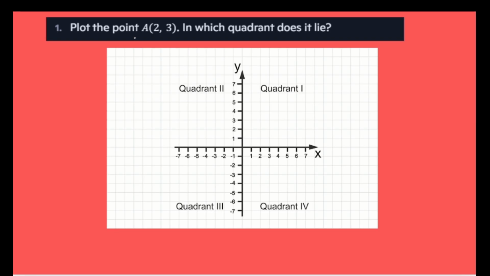Now plot the point A (2, 3). In which quadrant does it lie? 2 is positive, 3 is positive, so it would lie here. This is the point (2, 3). Which quadrant does it lie in? Quadrant 1. This is the first question that we have solved.